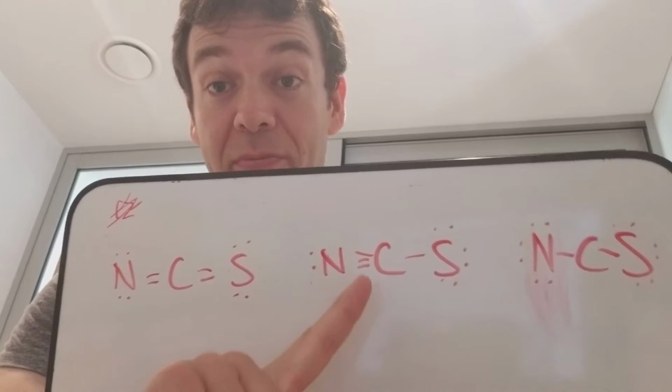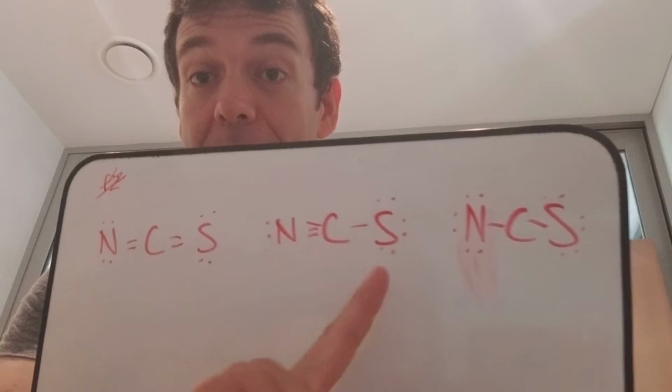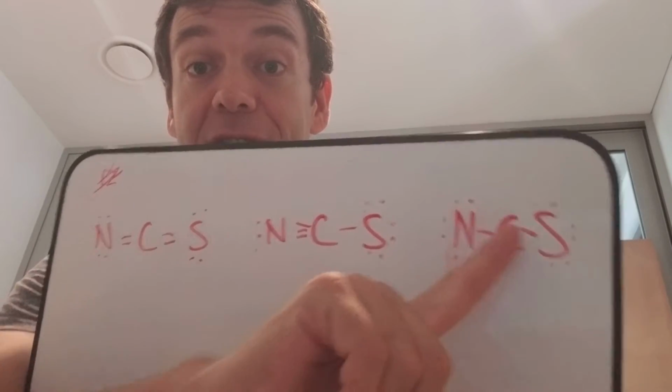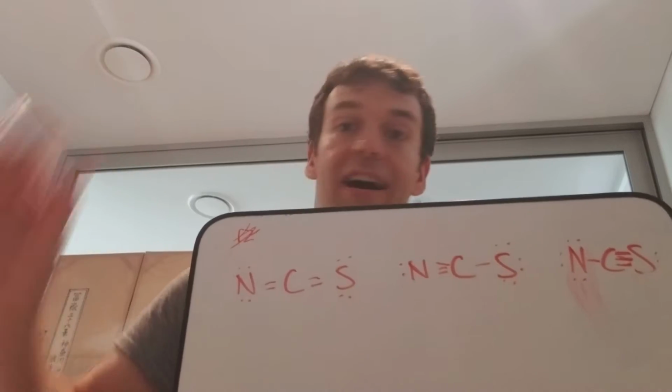So I tried a triple bond here, left a single there, 2 double bonds here, or maybe instead of a triple and a single, I can do a single and a triple. So I'll do a triple bond with the sulfur. Maybe that'll work.